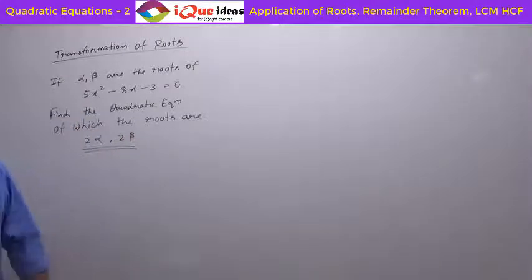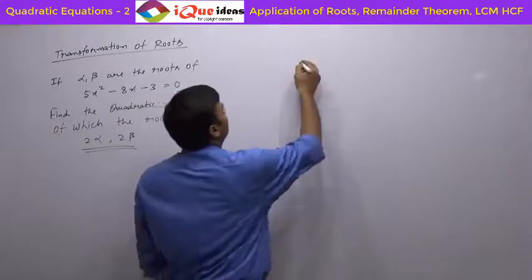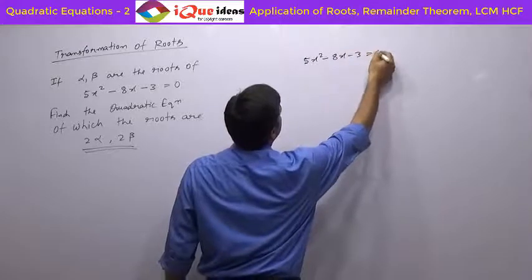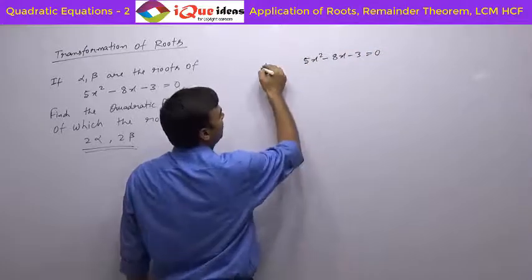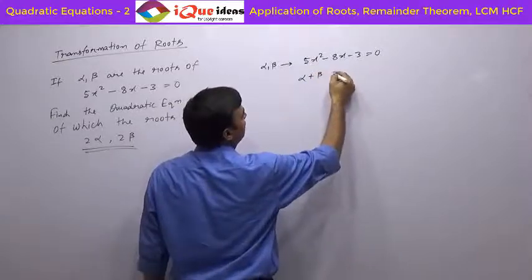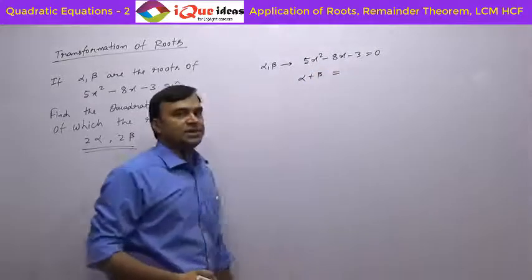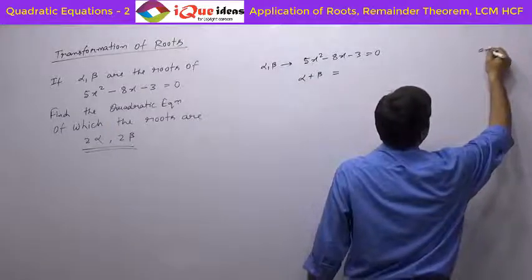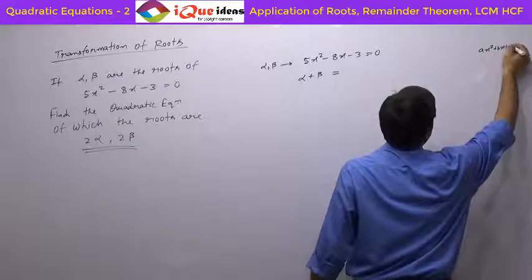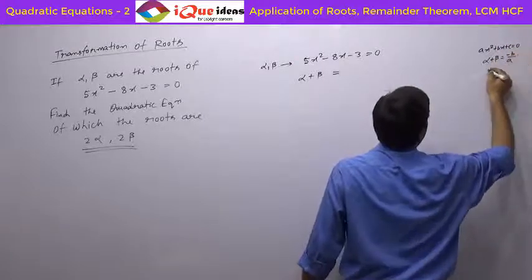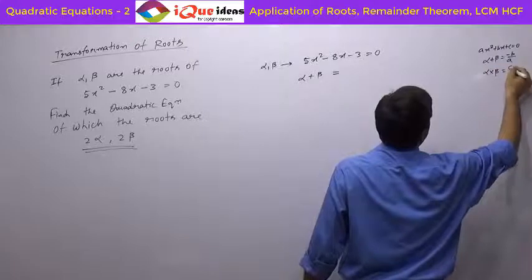It says alpha, beta are the roots of 5x square minus 8x minus 3 equal to 0. Now if alpha, beta are the roots of this, that means from here we can find sum of roots and product of roots. Now what is sum of roots? We know that sum of roots formula is minus b by a. So from ax square plus bx plus c, we know that alpha plus beta is equal to minus b by a and alpha into beta is equal to c by a.